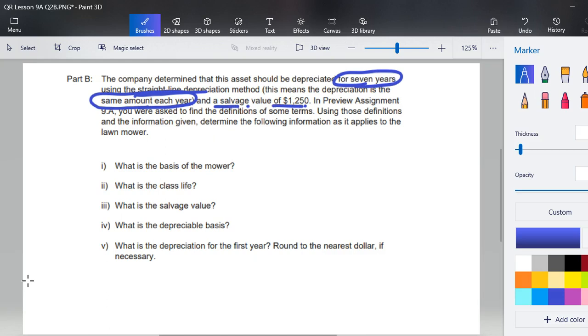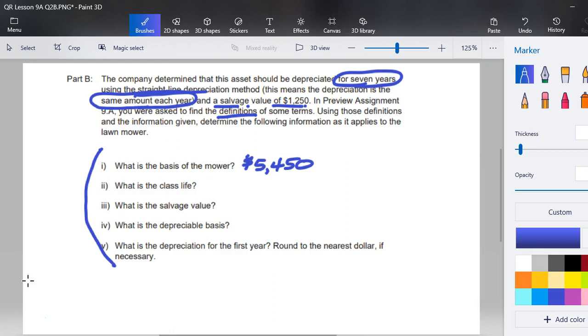In the previous assignment, you were asked to find definitions of some of these items. Using those definitions and the information we just read, determine the following as it applies to the lawnmower. Make sure you've already attempted these before you listen to the video and we work through them together. What is the basis of the mower? The basis of the mower comes from part A, and it's where we start. It's the price that we paid for the lawnmower.